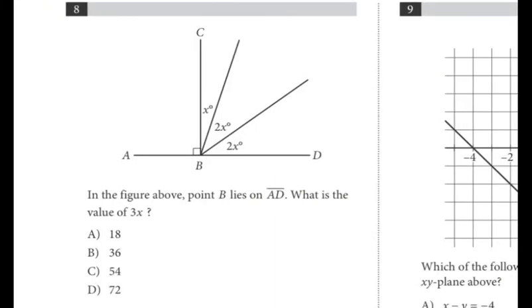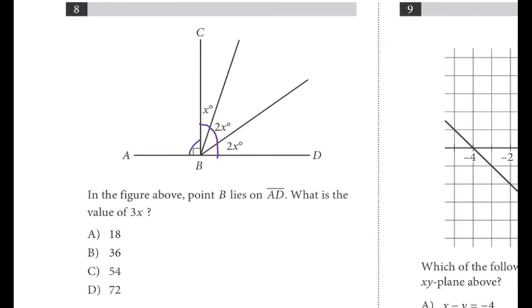Number 8. In the figure above, point B lies on segment AD. What is the value of 3x? Well, a little algebra geometry question. Looking at the figure here, since angle ABC is a 90-degree angle, we know that angle CBD also has to be 90 degrees because that makes a linear pair and adds to 180 degrees. So this adds to 90 degrees.